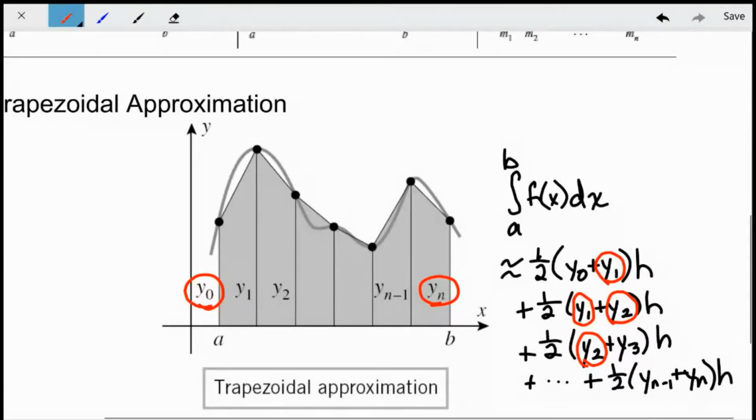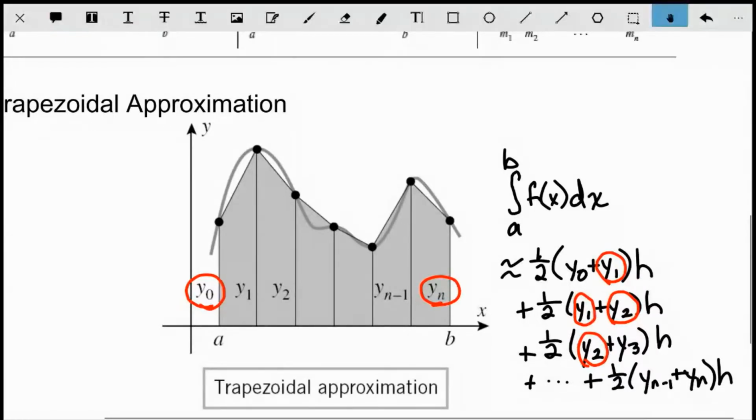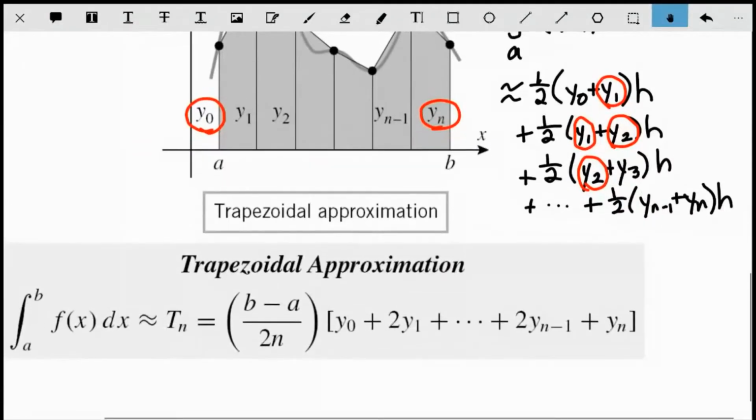So if I were to sort of streamline this process, I could factor out the 1/2, I could factor out the h because that shows up in every one of these trapezoids, and then I could create a formula. And you see there's actually a formula for this.